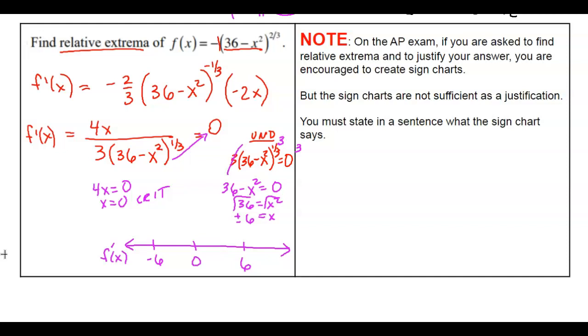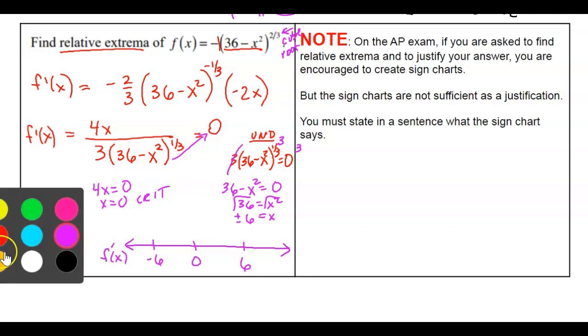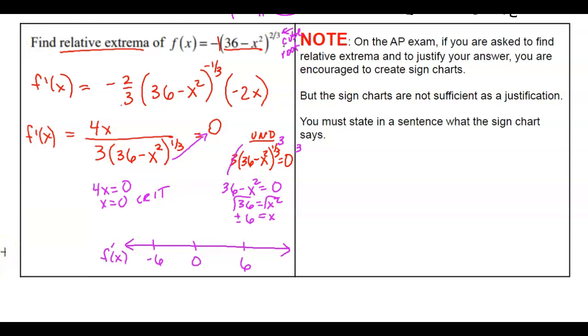Because this is a cubed root to start with, I don't have a domain restriction. Okay. So that's also important. That 3 means it's a cubed root. You can do negative cubed roots. If it's a square root, I would have part of my number line chopped off because there's a domain restriction. All right, so now we're going to test it.